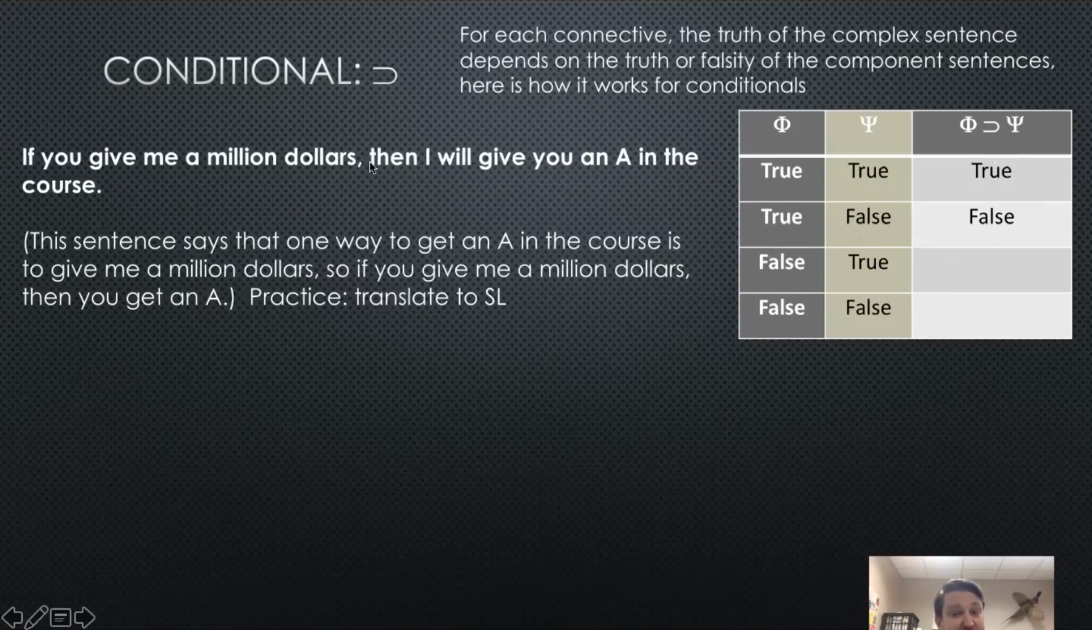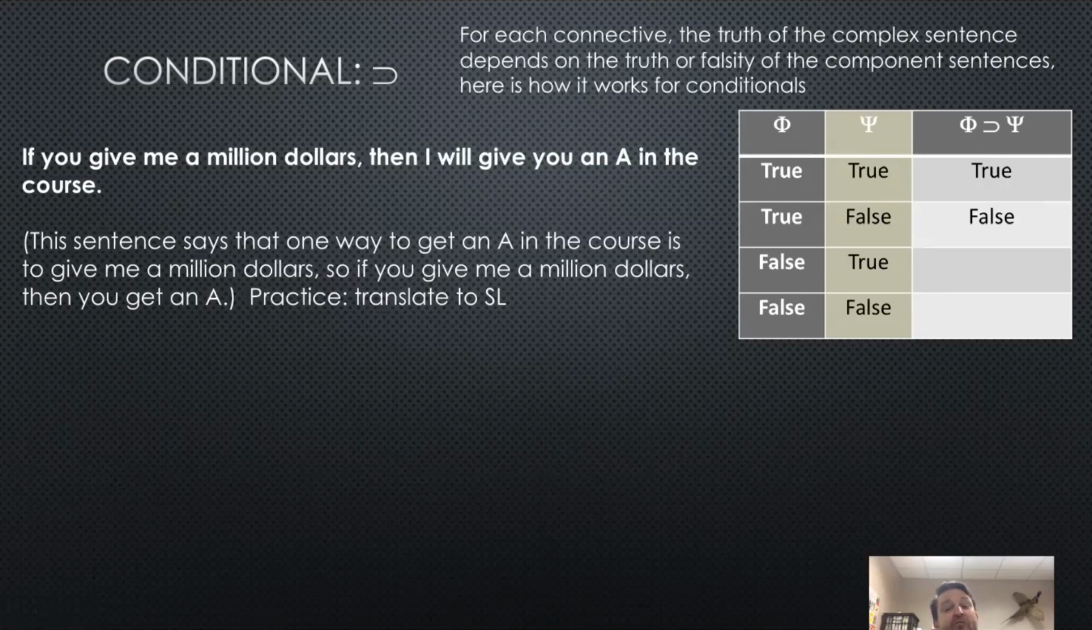But what if you don't give me $1 million? Well, in that case, it doesn't matter what happens. If I give you an A in the course after that, in other words, if the antecedent is false but the consequent is true, this sentence still remains true in the logical sense. There's not a counterexample posed by you not giving me $1 million and still getting an A. Furthermore, if you don't give me $1 million and you don't get an A in the course, then this sentence is not proved to be false either.